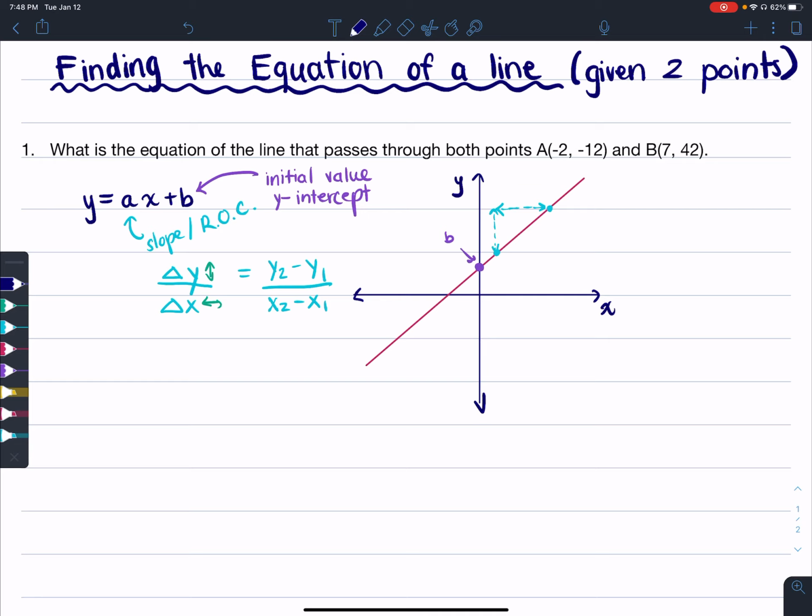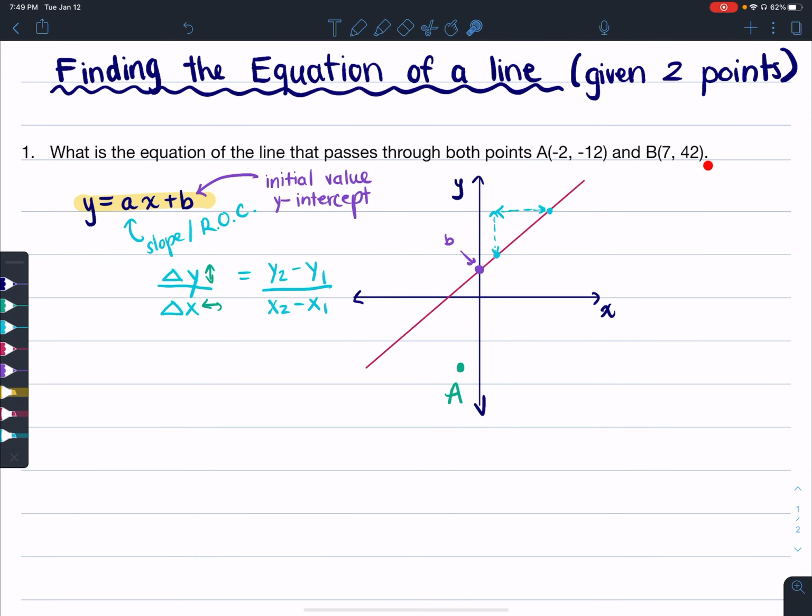So that's a little review of what exactly it is we're looking for: the equation for the line that passes through these 2 points. We have -2 and -12, so that will be somewhere here, A. And then we have B, 7 and 42, which will be somewhere up here.